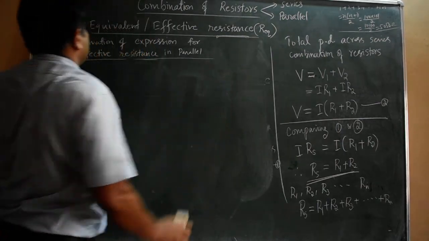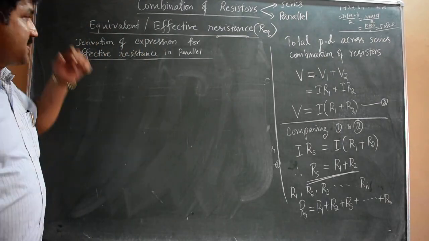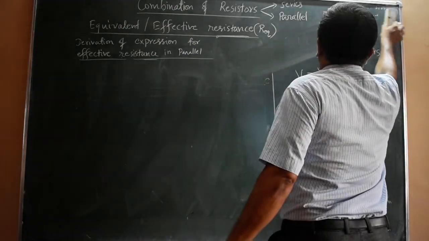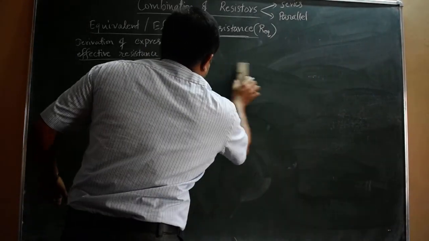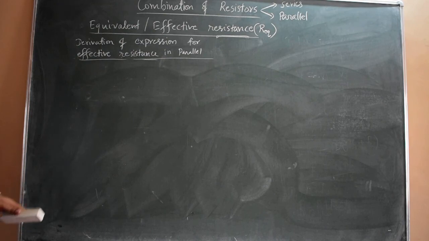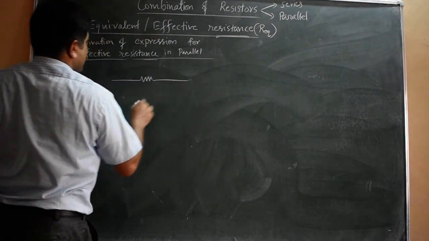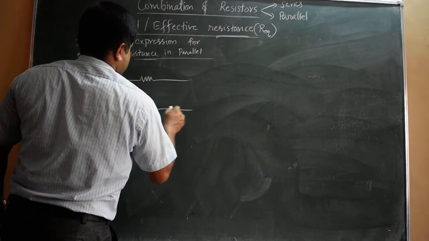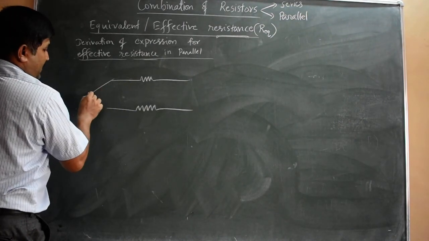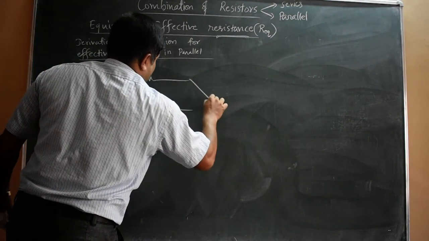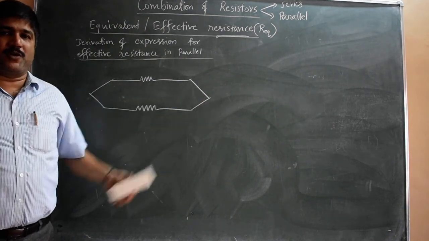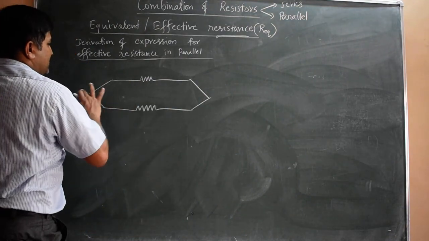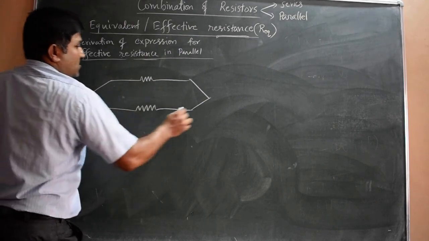The expression for the effective resistance or equivalent resistance of resistors in parallel combination. Firstly, for the sake of simplicity, as given in the syllabus, we do it for two resistors. Two resistors we take. One resistor like this, another resistor like this. This is the symbol for resistors. Then they are connected like this. Parallel combination means it is the connection between two fixed points. The two ends of the terminals of the two resistors are connected between two fixed points.